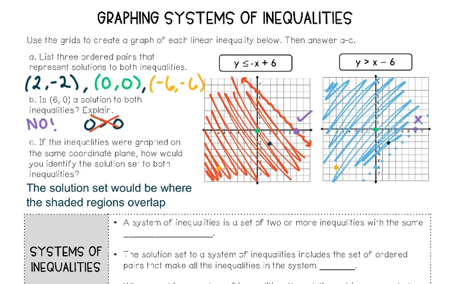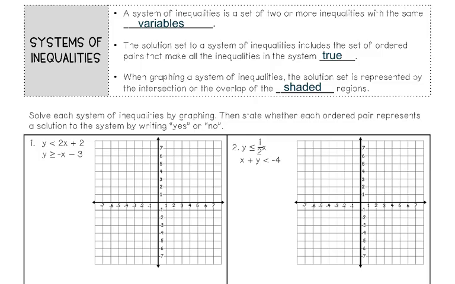Then finally, if they were graphed on the same coordinate plane, you could identify the solution set to both inequalities as the places where they overlap. So that is what we're going to get into today.